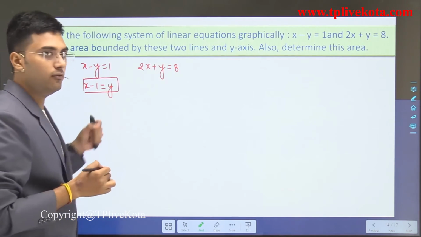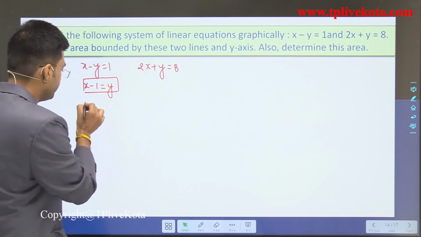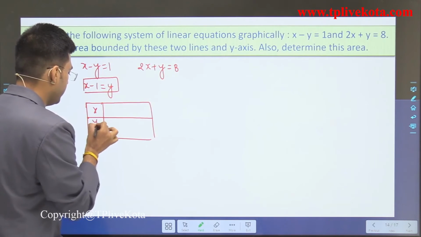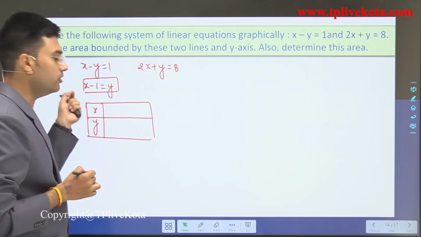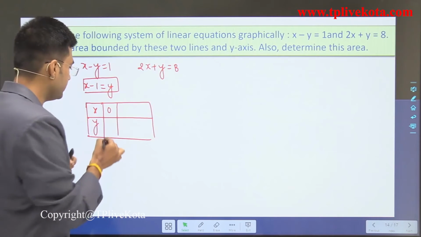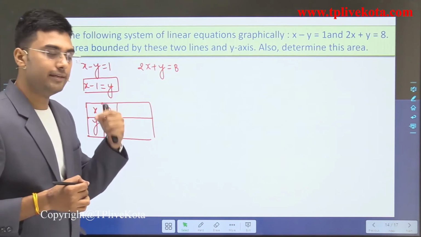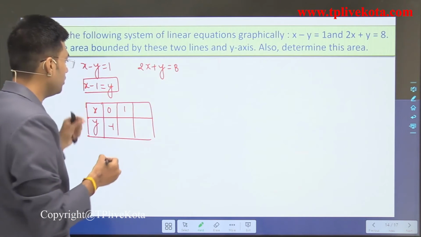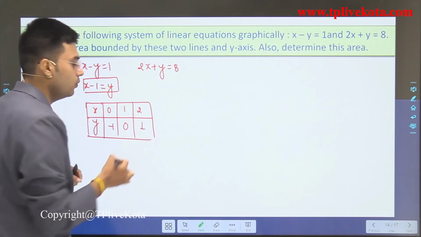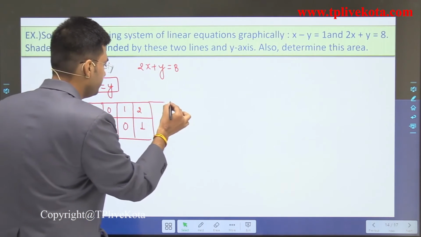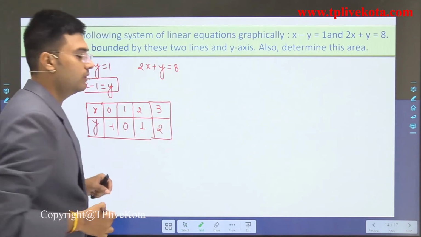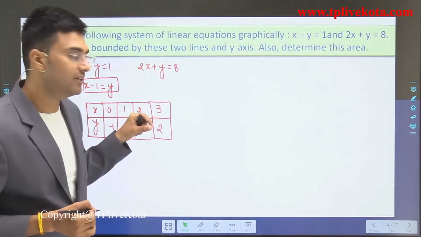For this equation we can write x minus 1 is equal to y. So let's prepare the table for the values of x and y. If we put x equal to 0, then y is equal to minus 1. If x is equal to 1, then y is equal to 0. If x is equal to 2, then y is equal to 1. If x is equal to 3, then y is equal to 2. This is the table for the values of x and y for the first equation.